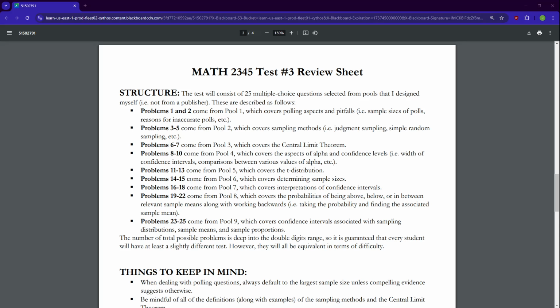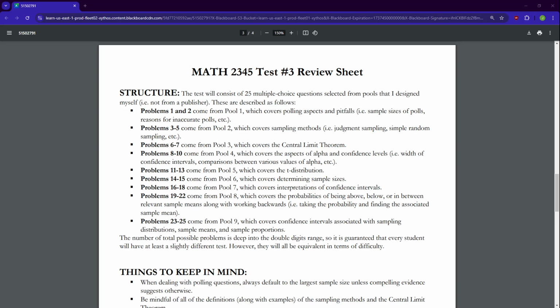For 8 through 10, these are going to be concept questions about alpha and the confidence level. So for example, if the confidence level is 99%, what's the value of alpha? Which alpha corresponds to the highest confidence level, and vice versa, etc. And what is the relationship between the 2 of them? For 11 through 13, these will be similar to 6 through 7 in that you'll be asked questions about the t-distribution, which distribution is associated with which standard deviation, being known or unknown, etc.